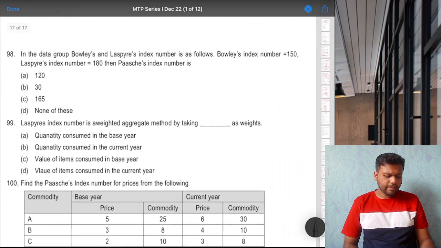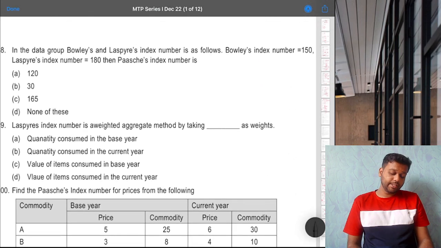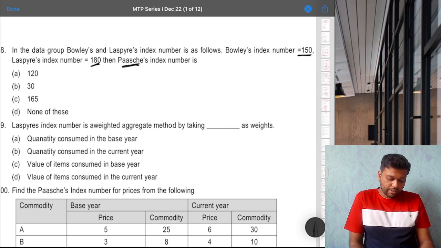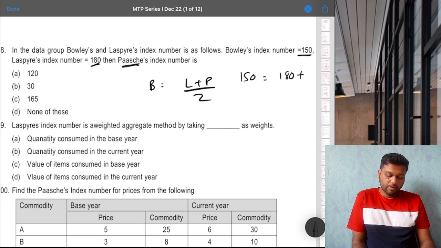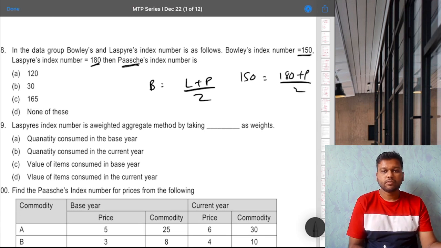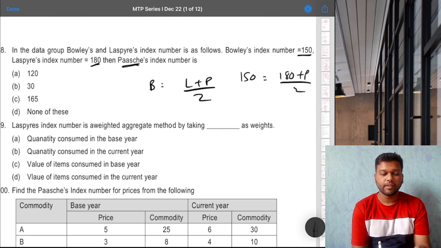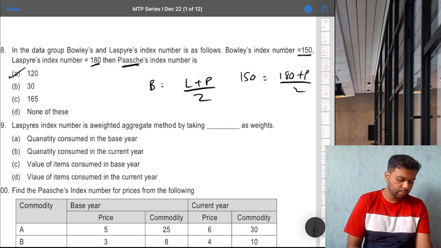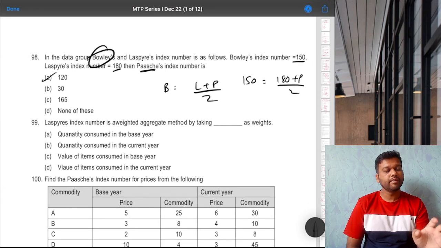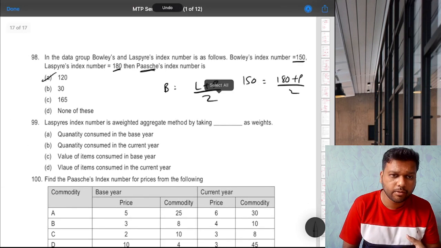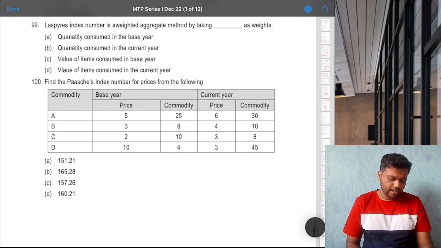98. In the data given, Bowley's and Laspeyres' index number is as follows. Bowley's index number is 150, Laspeyres' is 180. Then what is Paasche's? Understand, Bowley's index number is (L plus P) by 2. Okay, so we have 150 is equal to (180 plus Paasche's) by 2. So what? 300 minus 180, 120 is the correct answer, option A. Bowley's index number is not given in the module, but they have given it in the additional question bank. So you need to study that.